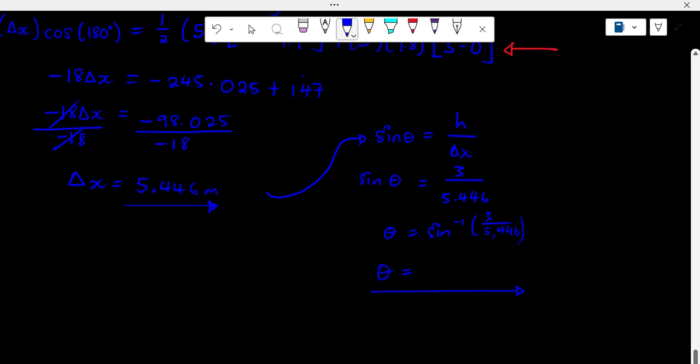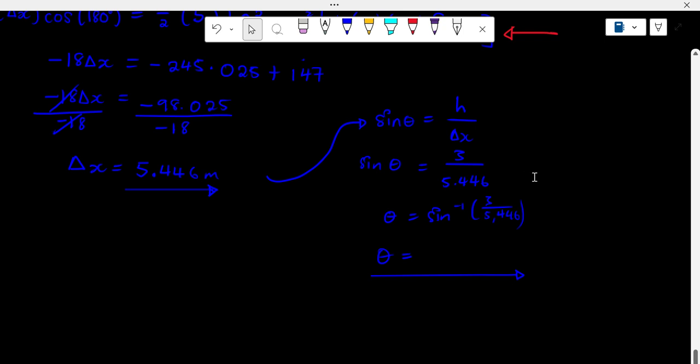I get a value of arcsine of 3 divided by 5.446, and I get a value of 0. Why is my theta so small? What else am I doing wrong at this point? I feel like there's something that I'm doing wrong.